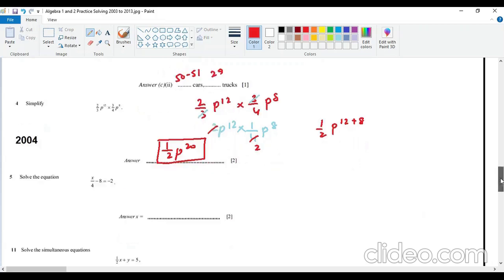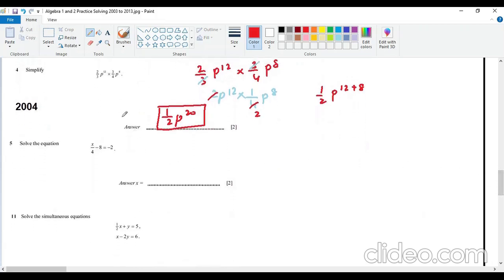Here starts paper 2 of 2004. Once you download that paper 2 of course. So question number 5 is to solve the equation x over 4 minus 8 equals negative 2.